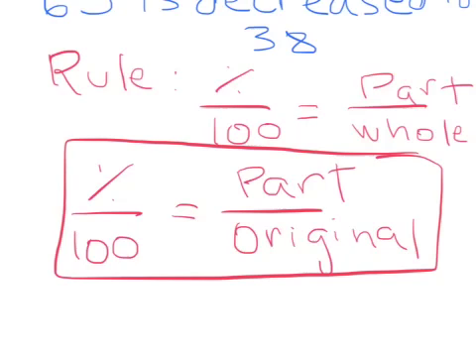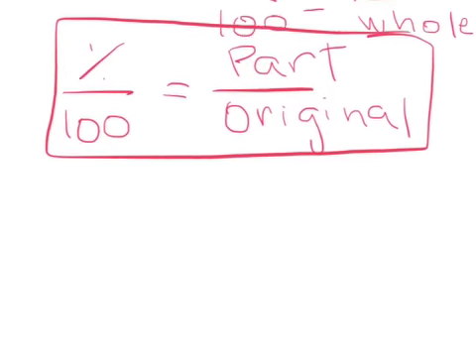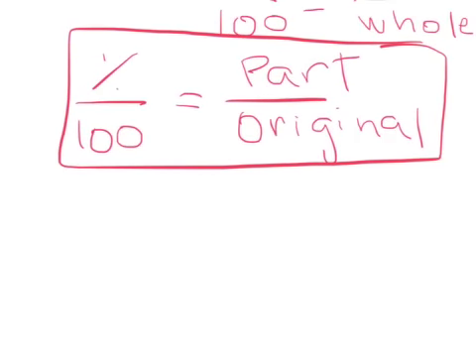Budur, can you read it? What does it say? Percent over 100 equals part over original. Are you taking notes, Budur? Okay, read what you wrote. Okay, so percent over 100 is equal to part over original.